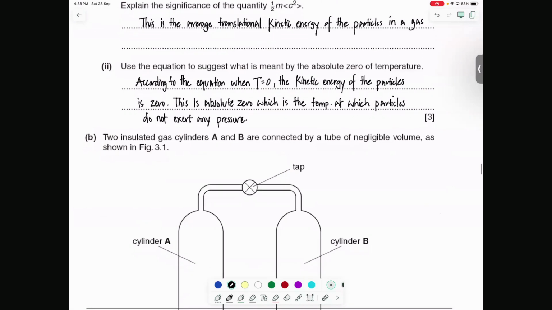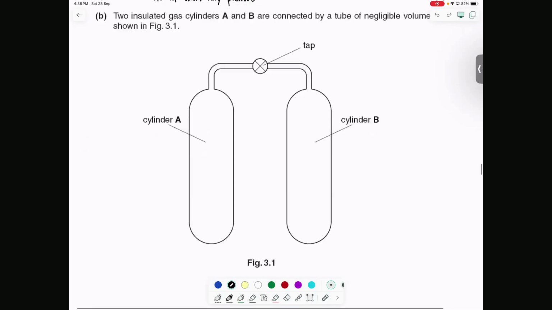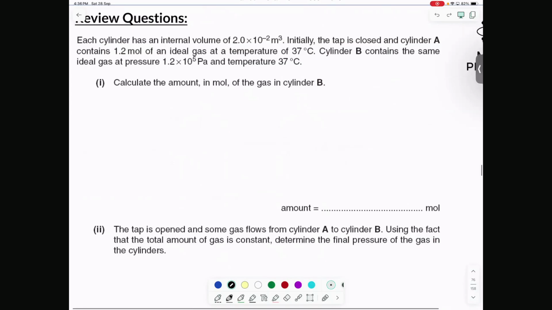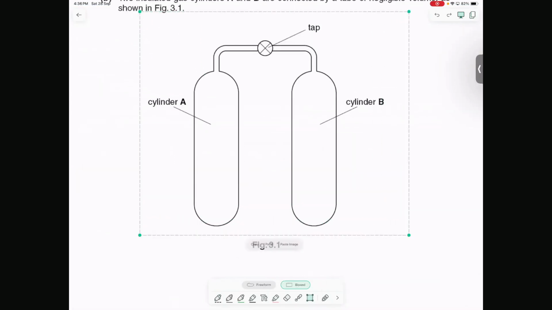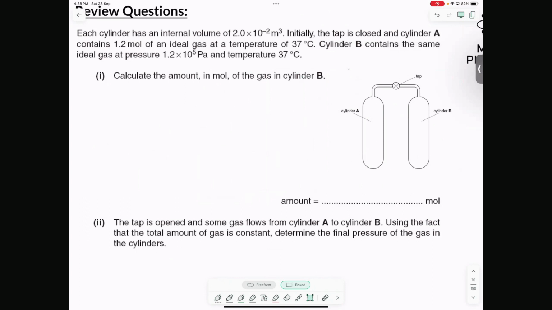It says that two insulated gas cylinders, A and B, are connected by a tube with negligible volume. So you're connecting the two tubes. The volume here is negligible, so you don't need to worry if there's any gas trapped there or not. As shown in figure 3.1, each cylinder has an internal volume provided. So I'll take a picture of this. Right, so each cylinder has an internal volume of 2 × 10^-2 m³. Initially, the tap is closed and cylinder A contains 1.2 mol of ideal gas at a temperature of 37 degrees Celsius. B contains the same ideal gas at a pressure of that much, temperature of that much. Calculate the amount in mole of the gas in cylinder B.